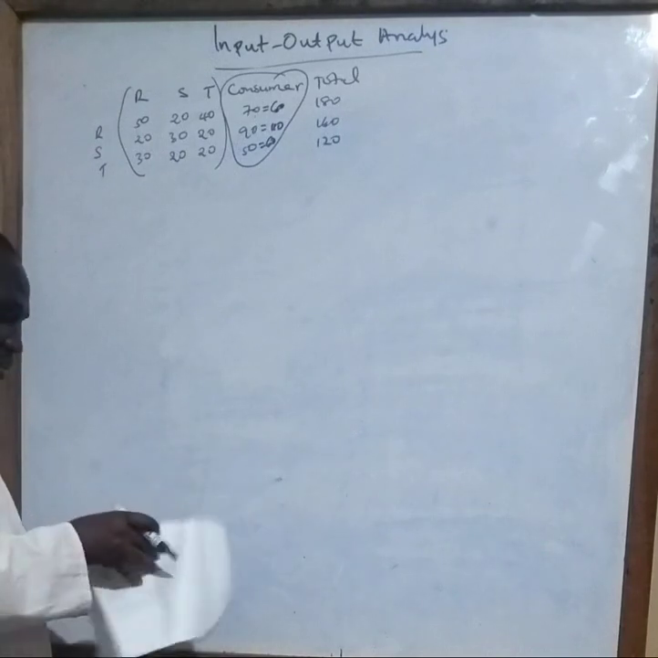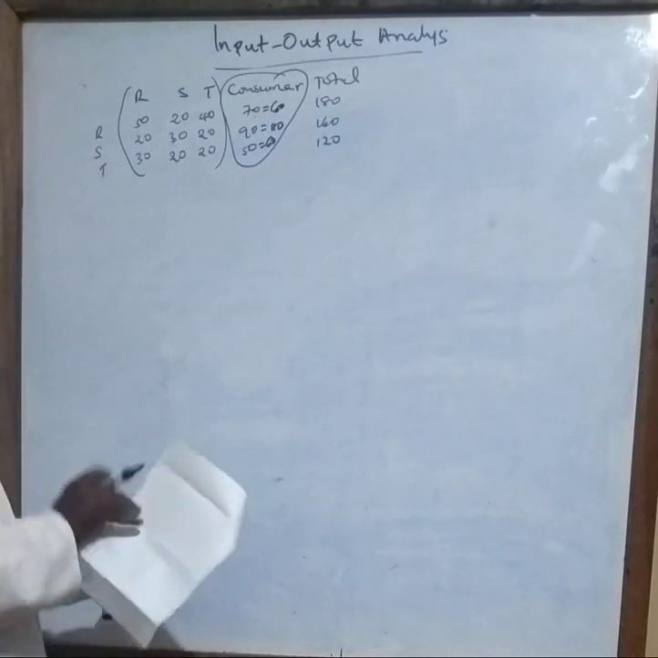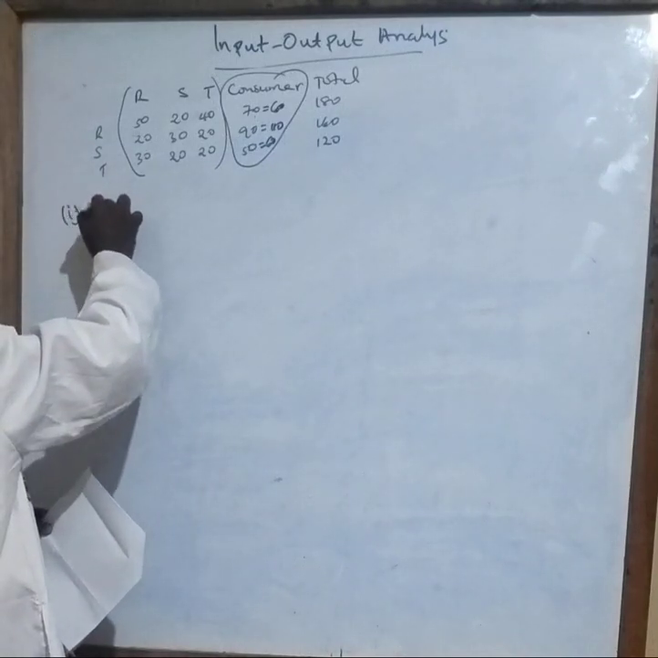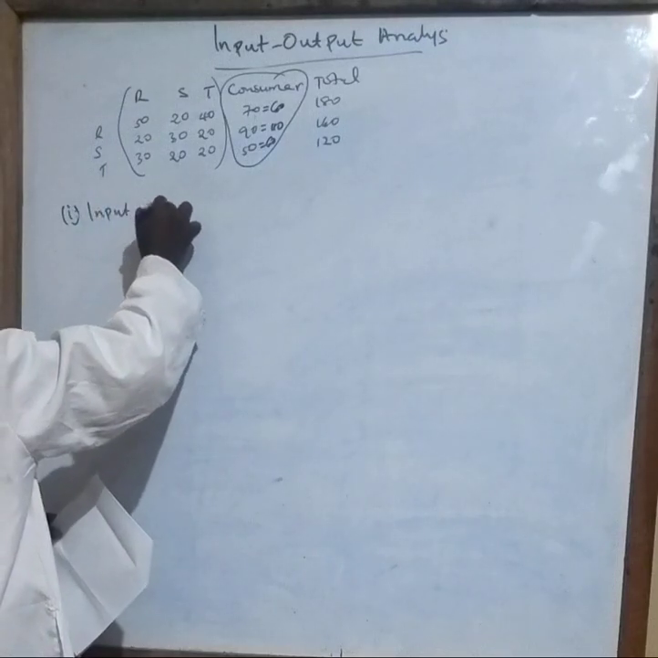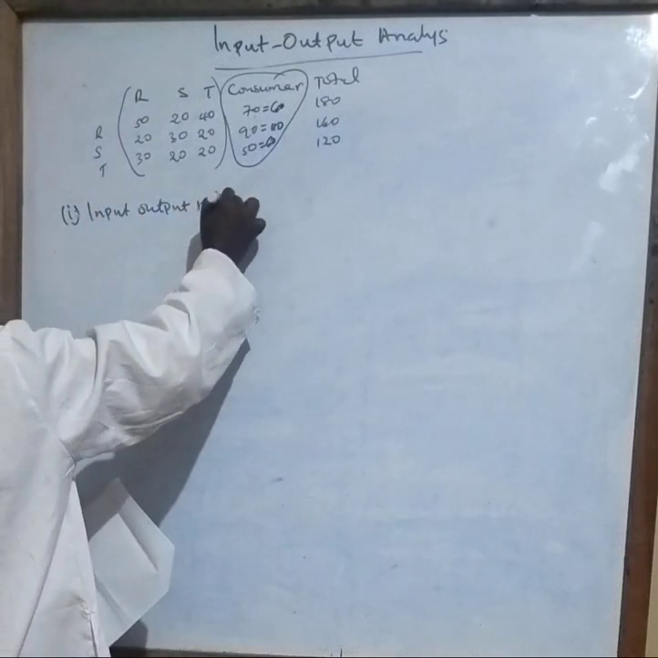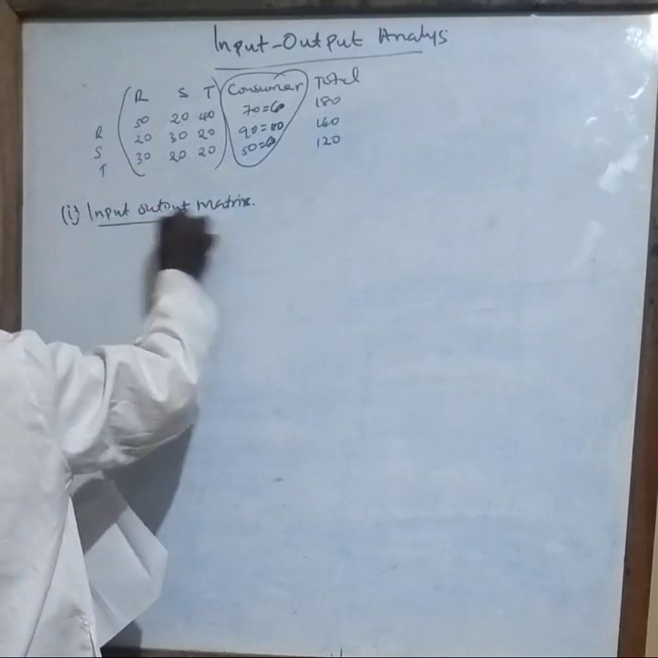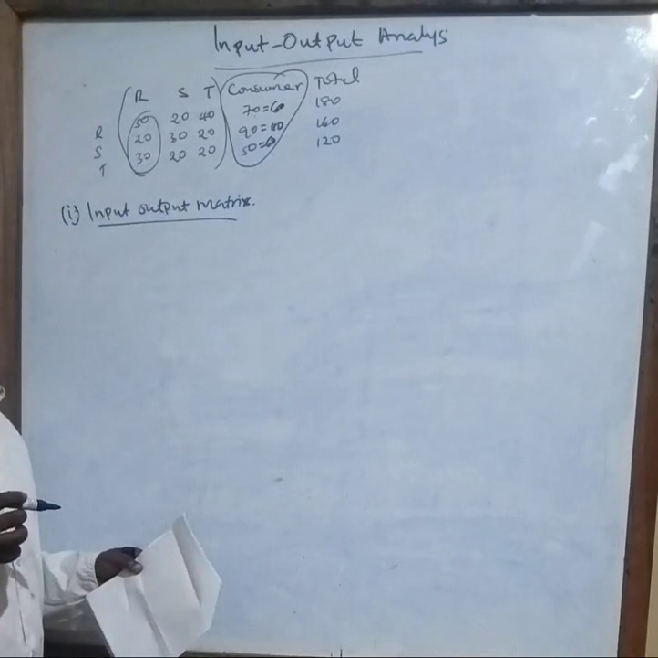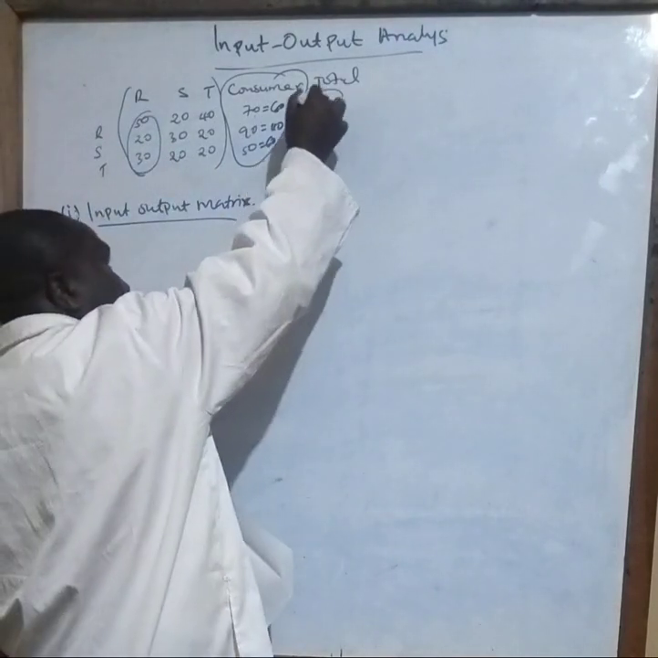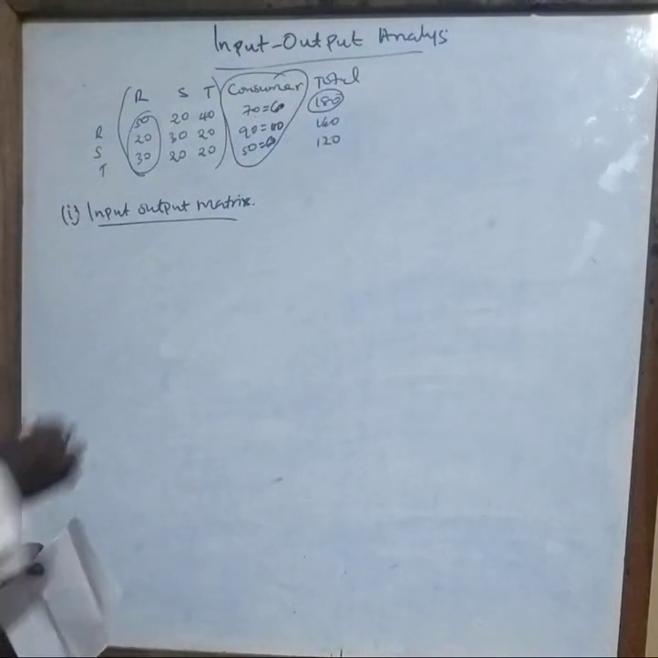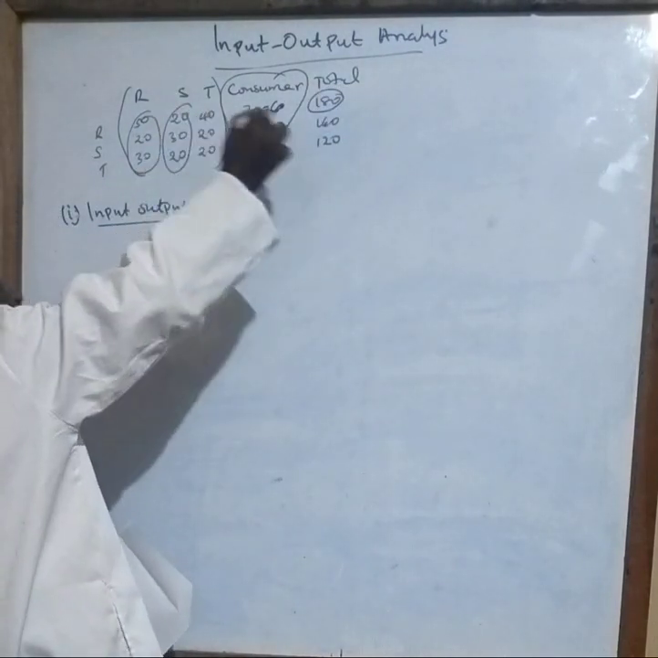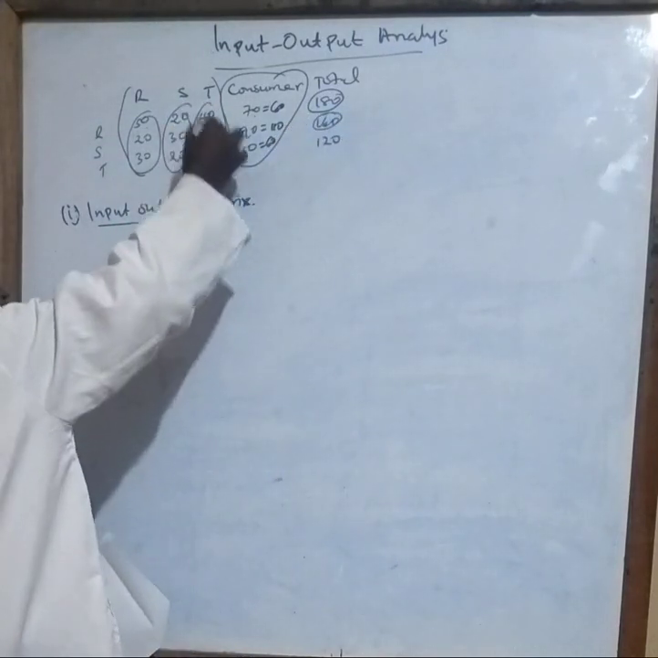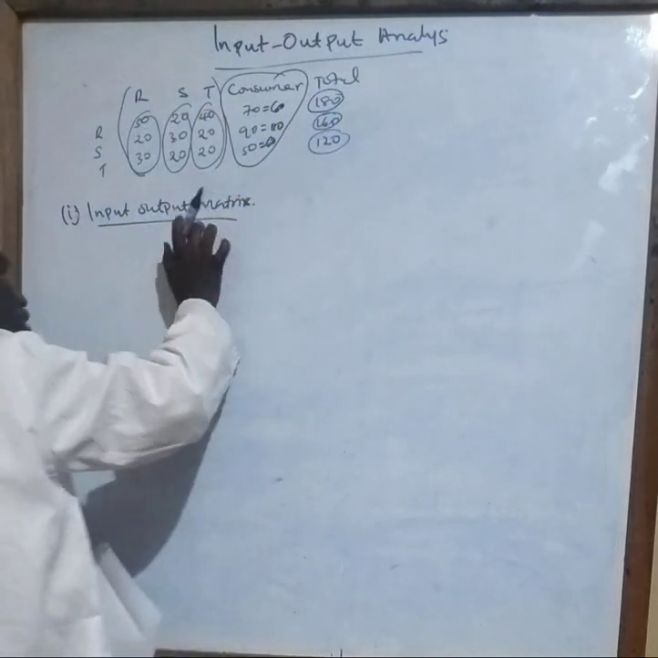Roman 1 is saying determine the input-output matrix. How do you get it? So we take the first row, first column, and divide by the first row total. The second column, second row. The third column, divide by this one for you to get this.